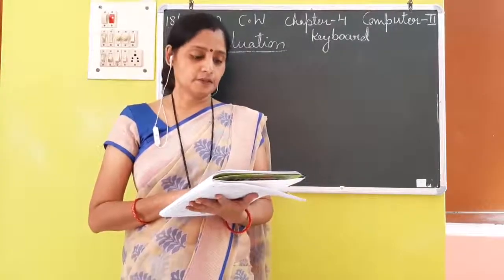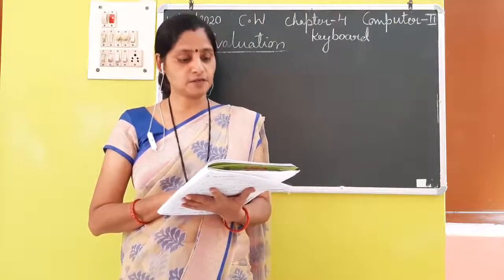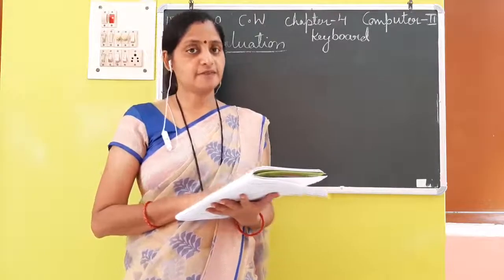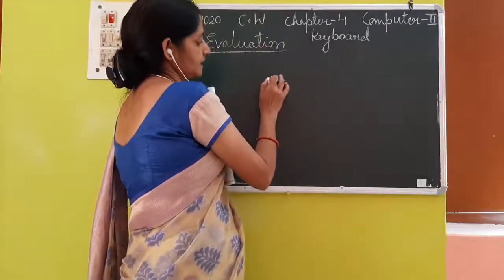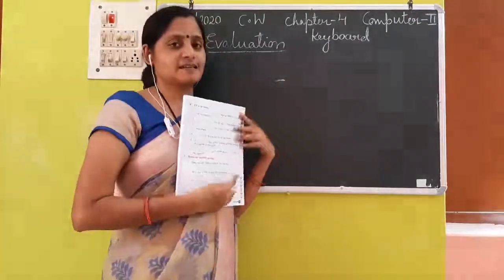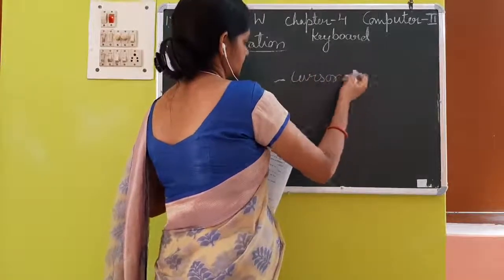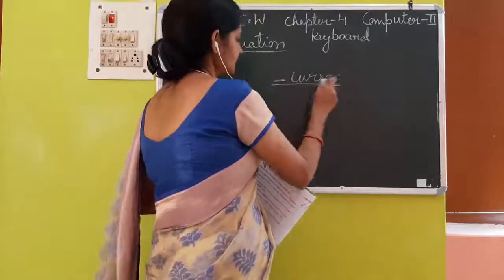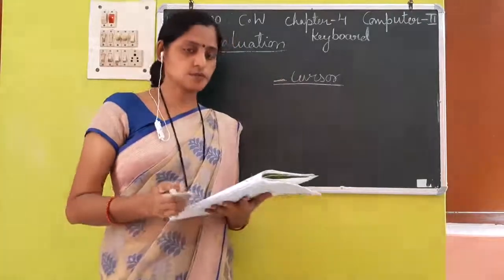Now, I know that a cursor is a small blinking line on the screen. We have always seen there is a line which keeps on blinking, जो हमेशा blink करता रहता है screen पे. इसको हम cursor कहते हैं. We call it cursor. हम इसको cursor कहते हैं. So this blinking line is called cursor. This also we have understood from the chapter.